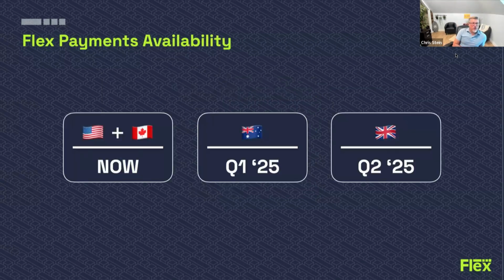And so as far as payment availability, we are launching with PayEngine supporting us with US and Canadian currencies now. They have it on the roadmap to allow us to use this process in Australia, hopefully Q1 of next year, and UK Q2 of next year.